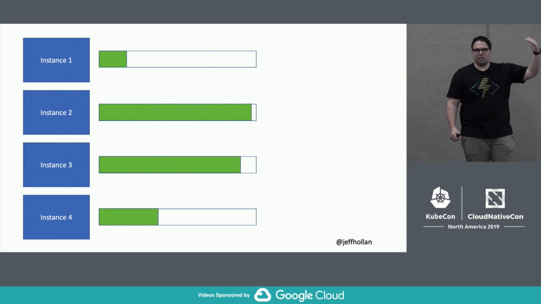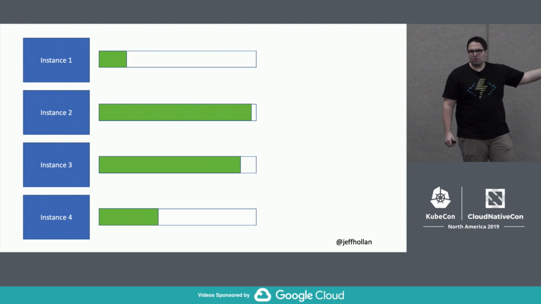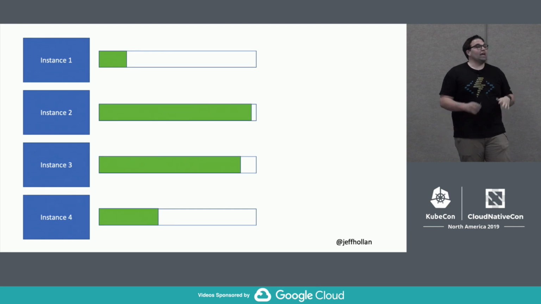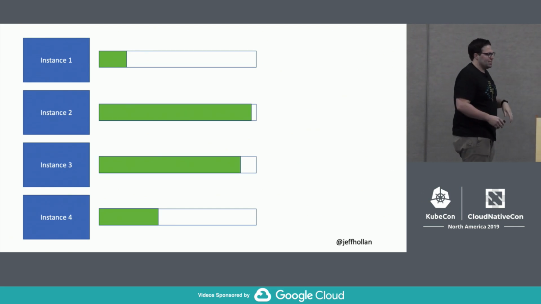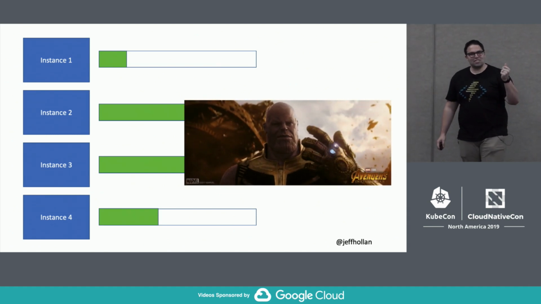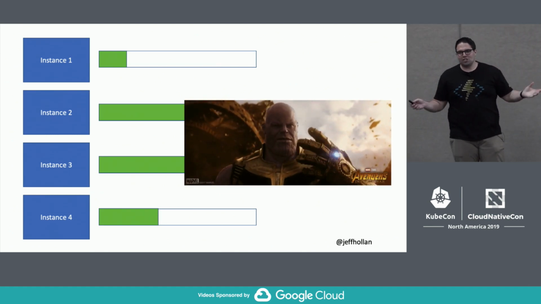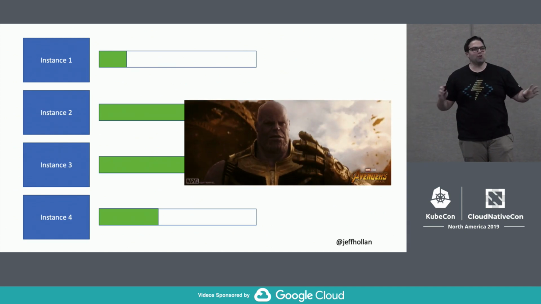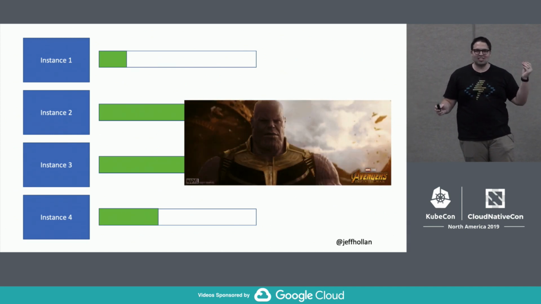The queue's actually slowing down a lot. We maybe don't need 4 instances anymore. Let's go ahead and start to scale down. And the way HPA works, the way I like to think about it, is that the HPA is very much like Thanos, and that it's going to snap its fingers, and it's going to get rid of a bunch of my instances, but it has no regard if you're Spider-Man or Iron Man. It's just going to snap its fingers.